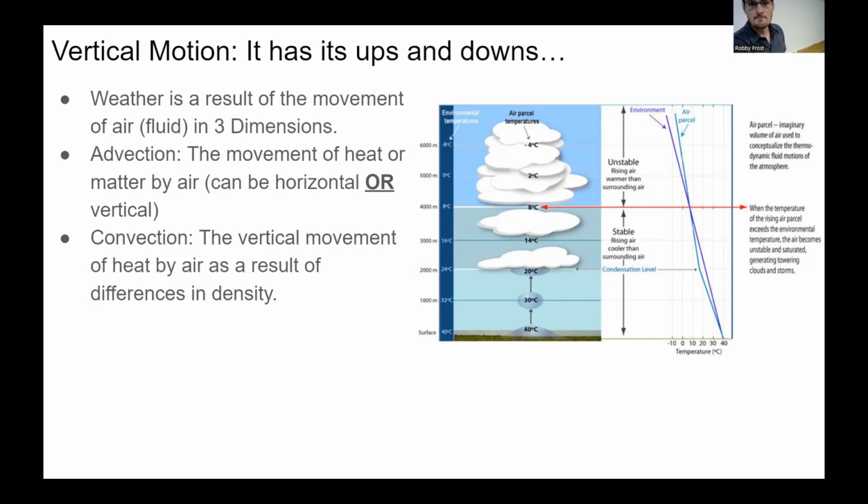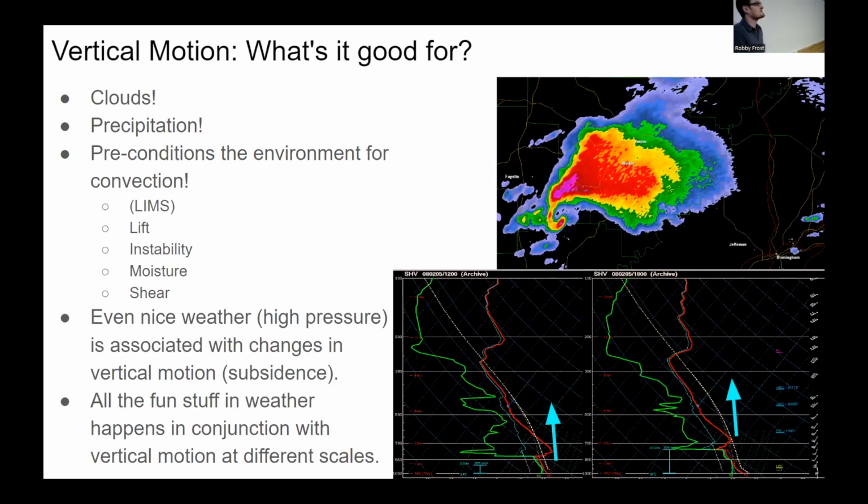All right. So we talked about vertical motion again. Let's just go through some of the things that we're looking for. So vertical motion can cause clouds. It can cause precipitation. It can also precondition the environment for storms. So if you think about the ingredients that you need for severe weather, how many of you guys have heard this acronym, LIMS or SLIM or something like that? Yeah, that's the ingredients that you need for severe weather: lift, instability, moisture, and shear. So vertical motion can influence all of those, and it's really important.